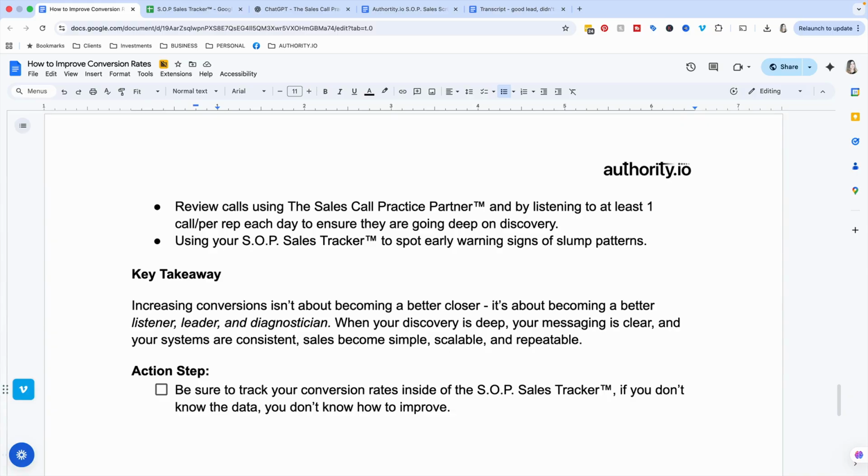Review calls using the sales call practice partner and by listening to at least one call per rep each day to ensure they are going deep enough on discovery. I'm telling you, if you just focus on this one thing, it will probably be the first fix to increasing your conversion rates. Lack of depth on discovery is probably the number one cause of a low conversion rate.